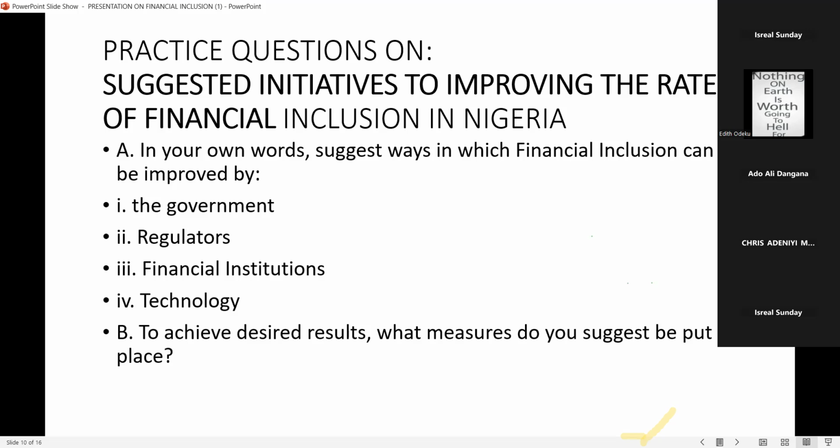B, to achieve the desired result, what measures do you suggest to be put in place? The measures that will help drive it. So there should be KPIs, key performance indicators, performance measures that should be introduced. Okay, next slide.